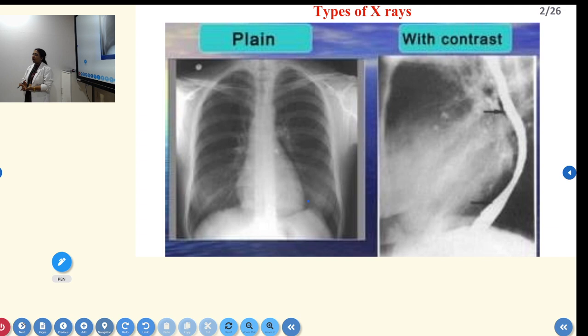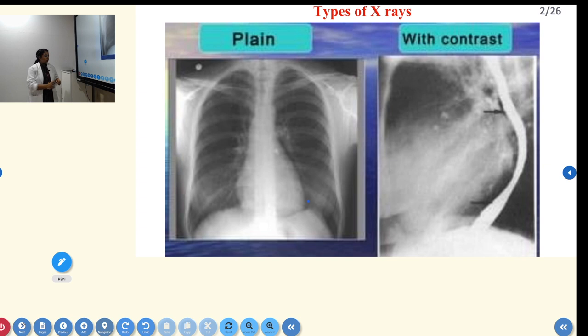contrast x-ray. So in plain x-ray, we don't use any kind of contrast medium and the x-rays are allowed to pass through the subject. And in the contrast x-ray, the x-rays are taken after filling up the cavity or the spaces with the contrast medium. So this allows us to visualize the lumen of the viscera and also to assess the extent of the cavity.